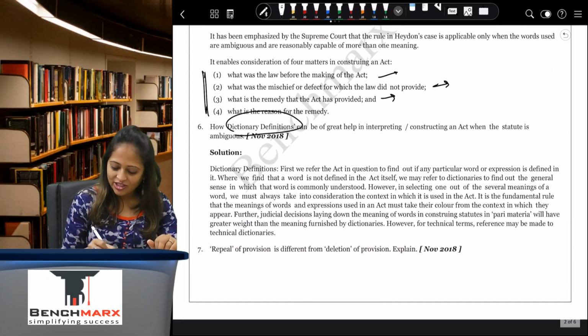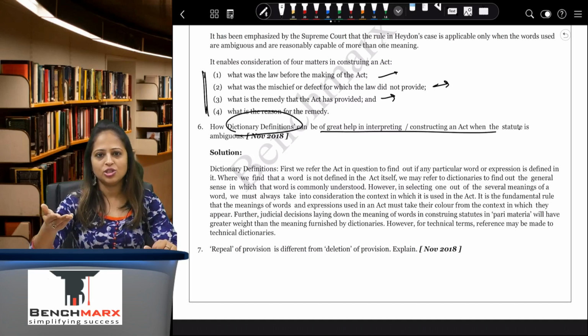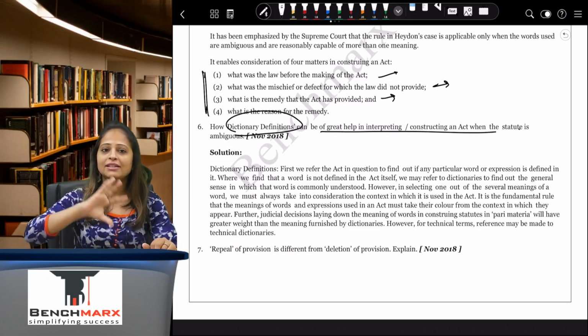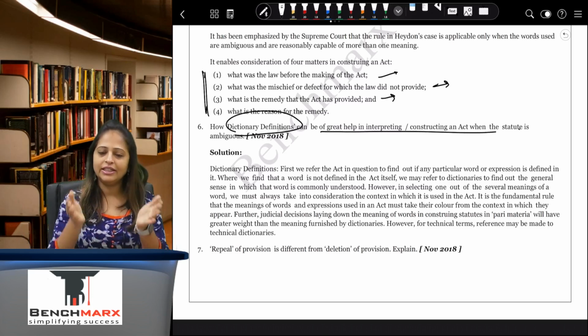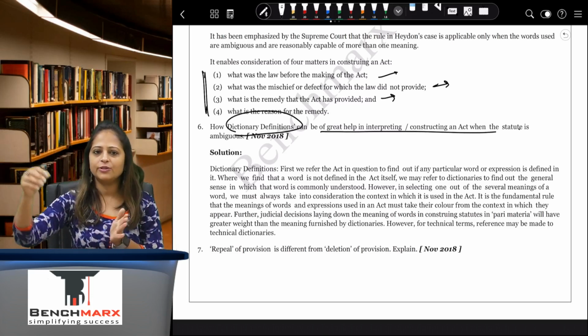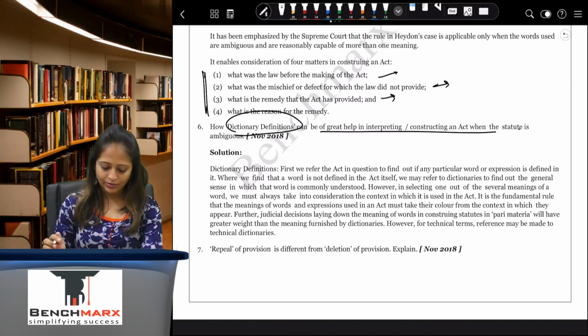How dictionary definitions can be of great help. So normally definitions are given in the definition clause which is there in section 2. This is an external aid of interpretation. So when you don't have something in the internal aid, you go to the external aid of interpretation and you see what the dictionary definition is trying to tell you.